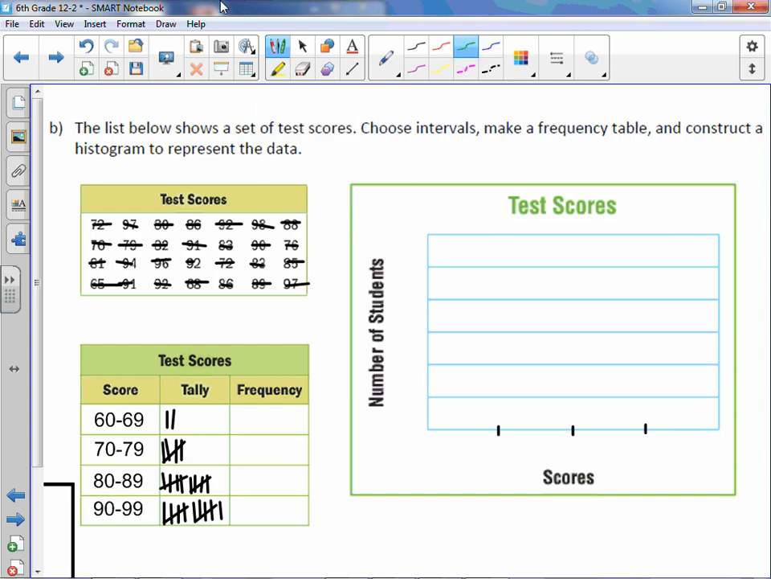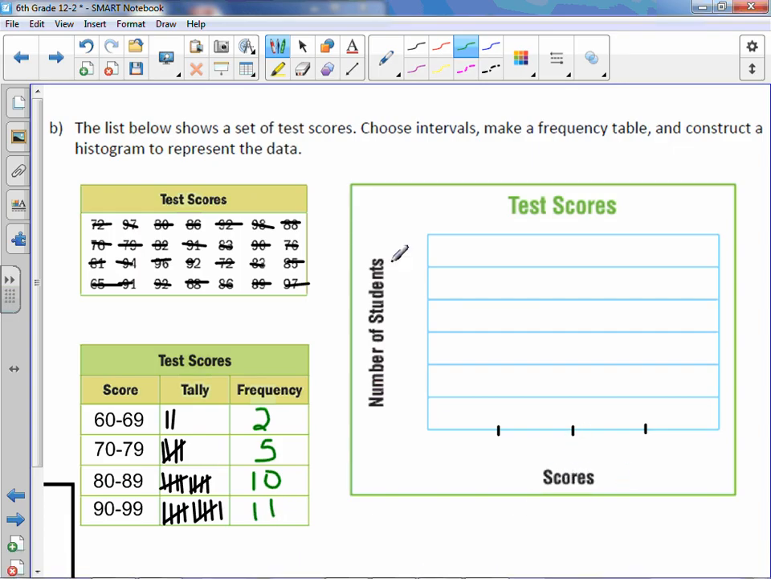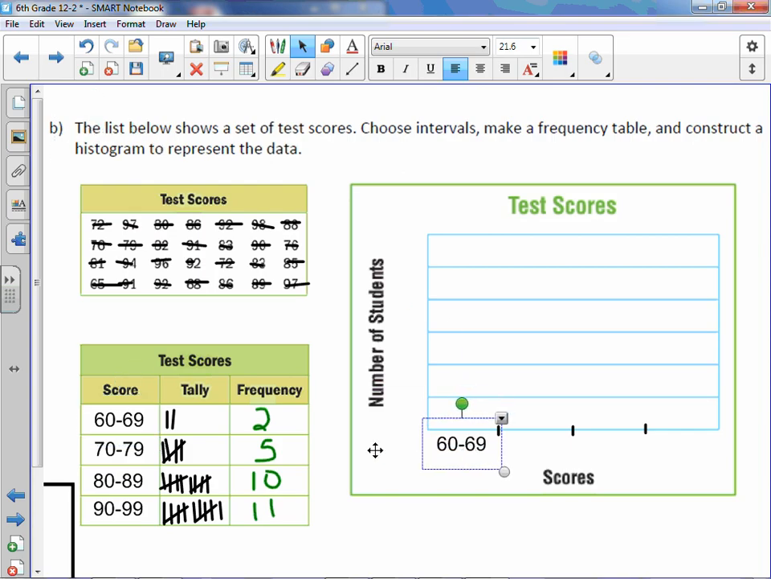Okay, let's count up our tallies. Our first interval has 2, then 5, 10, and 11. On our histogram, we do have all of our labels, scores, number of students, and test scores as our title. However, we have no numbers. The bottom is easy. The bottom are just our intervals. So we just put our intervals in. You can write them sideways if you need to.